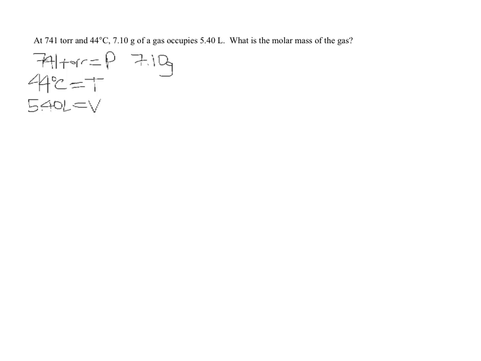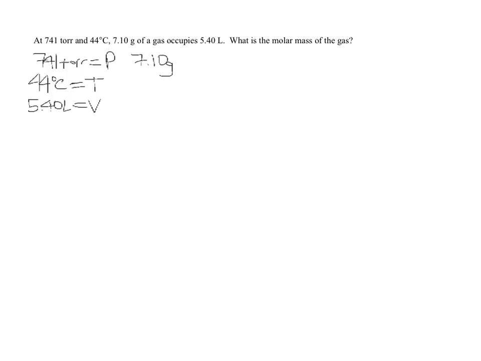So we have a P, a T, and a V. It looks also like we have an amount, right? We have 7.10 grams. However, we are unable to convert those grams into moles because we don't know the identity of the gas. In order to convert into moles, you have to know what elements comprise the gas. We're not given any clue as to what this gas is made up of.